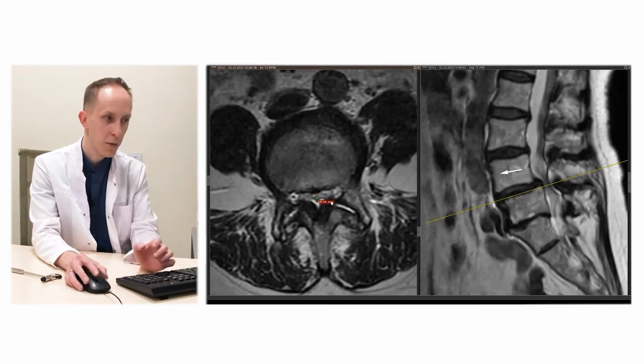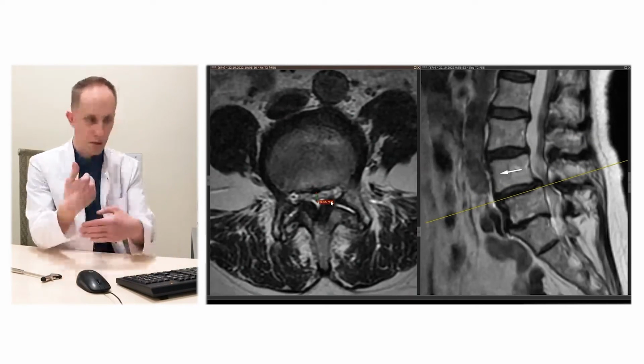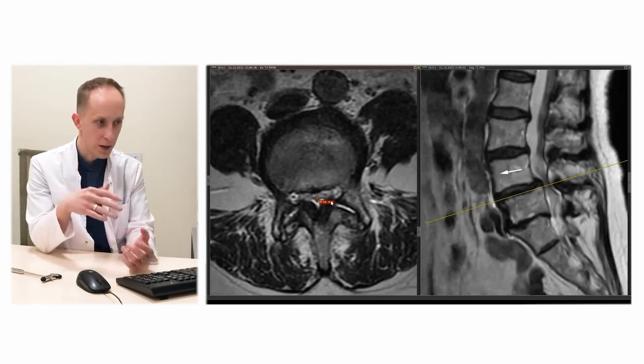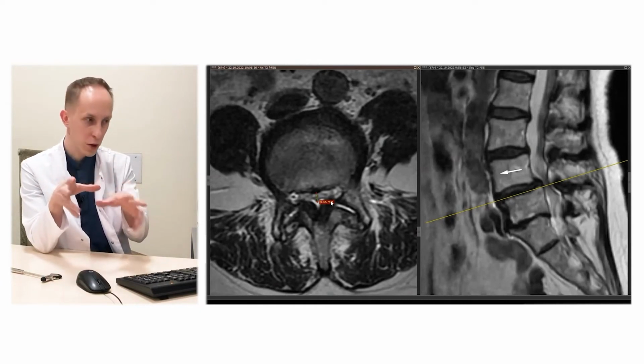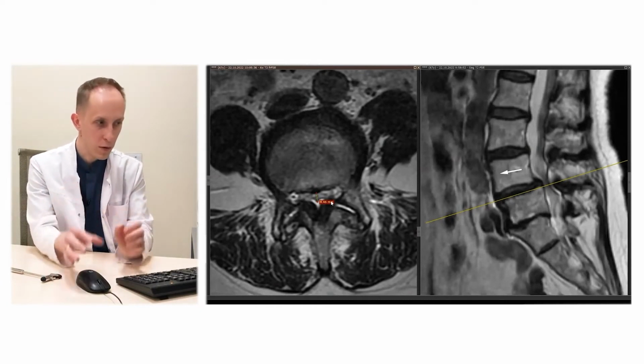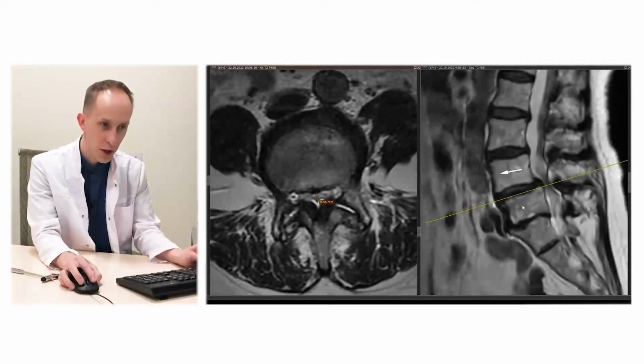We see that the nerves are compressed from the front by the vertebral body, by this fibrous ring, and from behind by the hypertrophied yellow ligament, by altered intervertebral joints, and therefore the nerves turn out to be clamped, compressed like this.